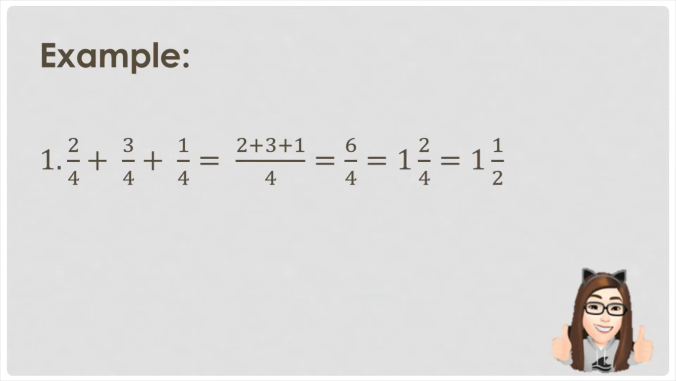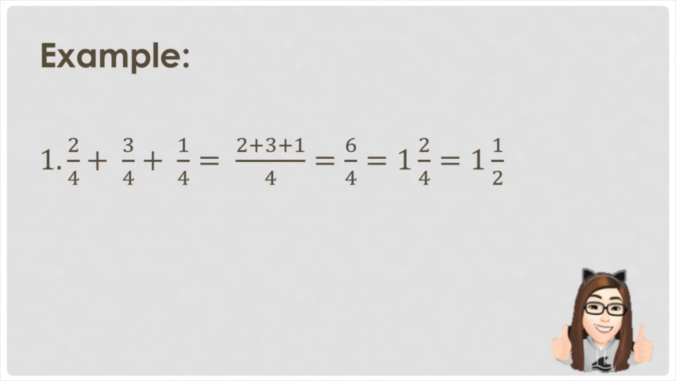Let's have an example. Number 1. We have 2/4 plus 3/4 plus 1/4. We need to add all the numerators. So we have 2 plus 3 plus 1 all over 4 because we need to retain the denominator, which is 4. So 2 plus 3 plus 1 is equal to 6 over 4. And 6 over 4, as we learned in our last lessons, we can simplify this and turn this improper fraction into a mixed number, and that is 1 and 2 over 4.